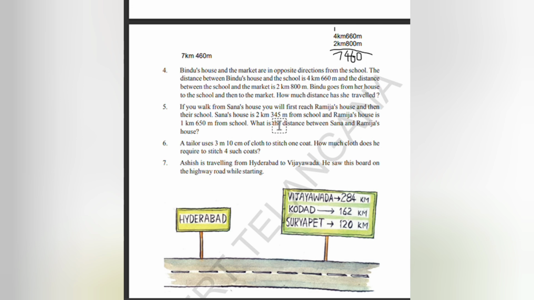If you walk from Sana's house, you will first reach Remija's house and then their school. Sana's house is 2 kilometer 345 meter from school, and Remija's house is 1 kilometer 650 meter from school. What is the distance between Sana and Remija's house?